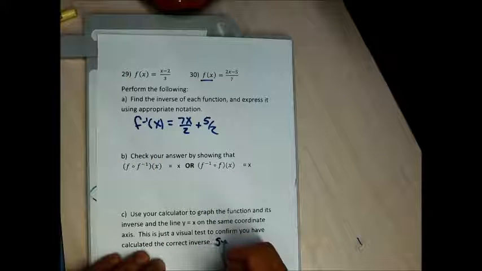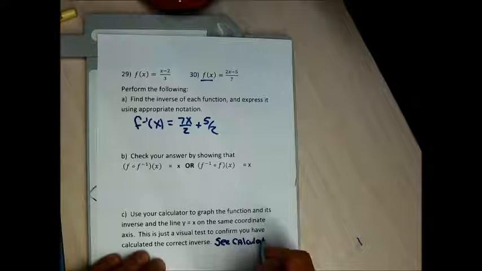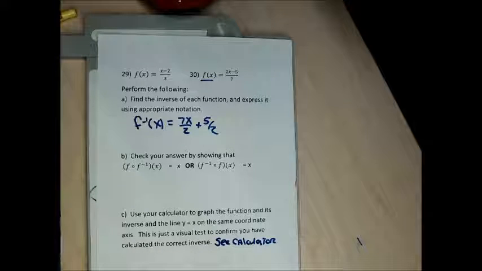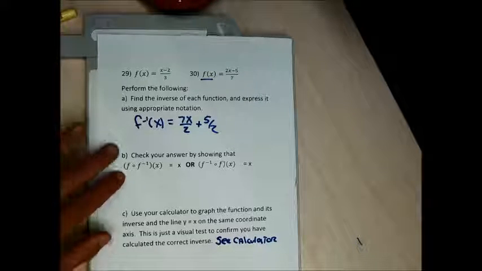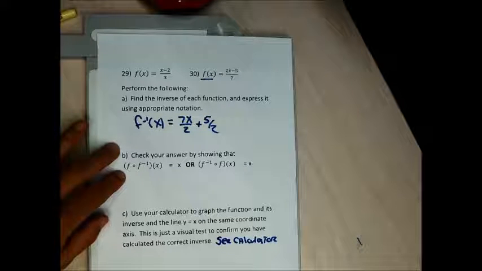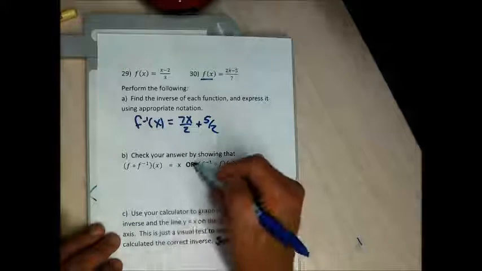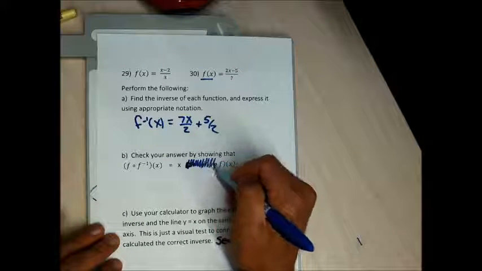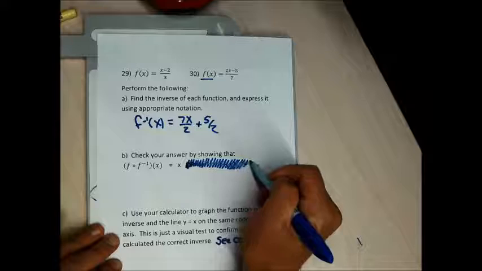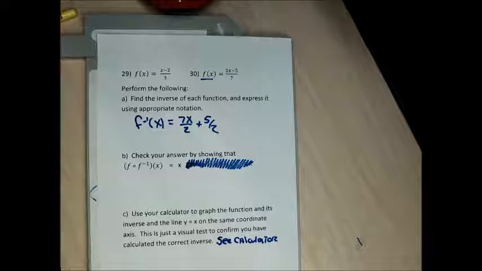So I'm just going to say for this one, C calculator, we don't have to do any extra writing. I just want to confirm this on my calculator. And then part B has a choice. You can do f composed with f inverse, or you can do f inverse composed with f. Even though they both are proper checks, for all of these I'm going to find f composed with f inverse. If it comes out to be just x, I'll be happy with my answer.